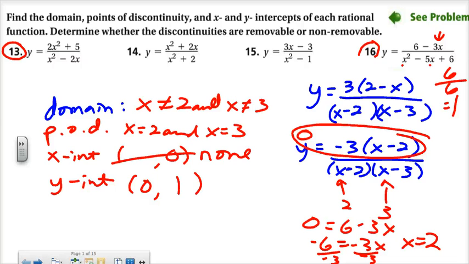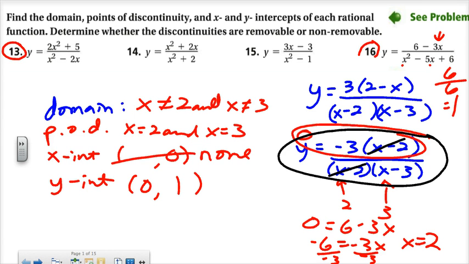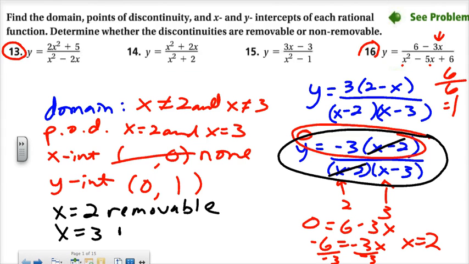And then we are supposed to determine whether the discontinuities are removable or non-removable. Well, what that means is, could we cancel them out? And as we look at that factored form here, we realize that x minus 2, that would be removable. So x equals 2 is removable, but we cannot cancel out that x minus 3. So x equals 3 is non-removable. So again, a lot to know about the graph before we even try to graph any of it.